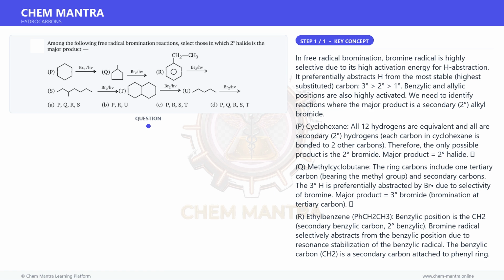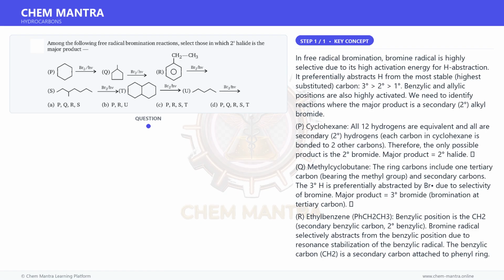Q. Methylcyclobutane. The ring carbons include one tertiary carbon bearing the methyl group and secondary carbons. The 3 degrees H is preferentially abstracted by Br due to the selectivity of bromine. Major product is the 3 degrees bromide, bromination at the tertiary carbon.